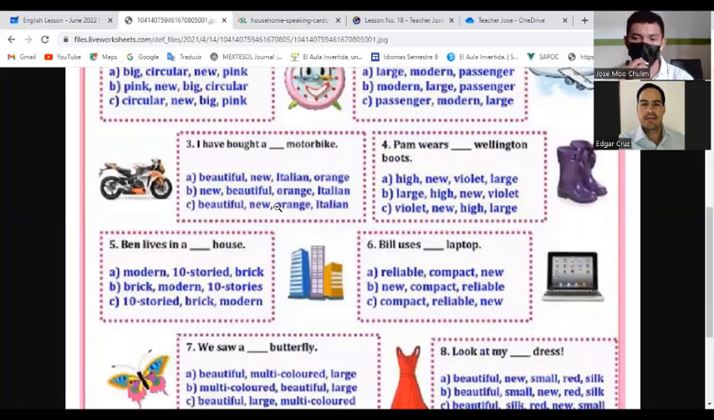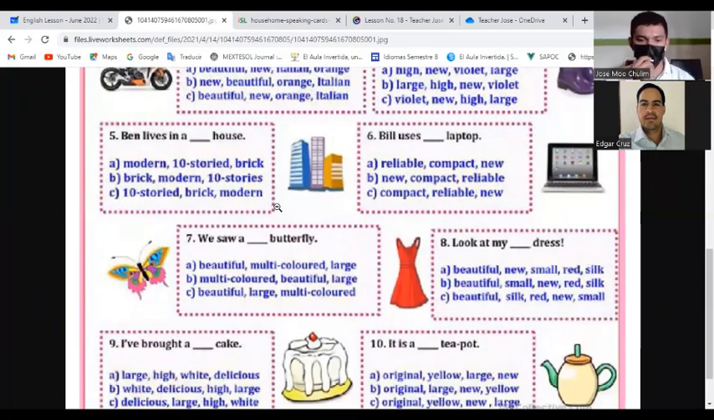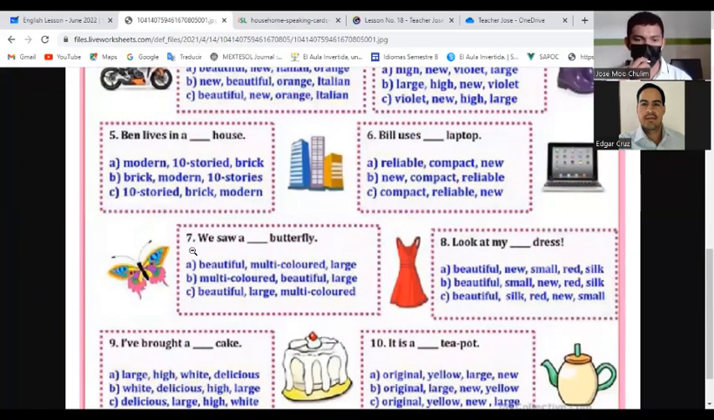Which one do you want to do? Okay, let's practice with this butterfly. Number 7. We saw a butterfly. Which one do you think is the correct answer? Letter C. Beautiful, large, and multicolor.